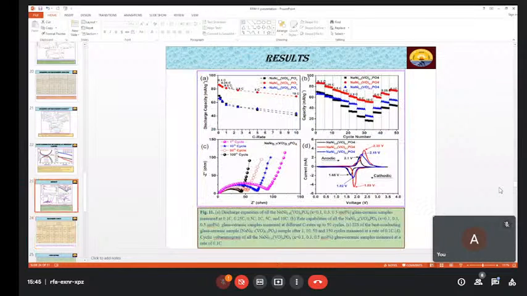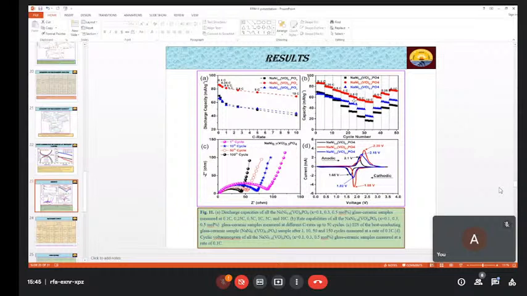And this is the final conclusion. The first figure explains the C rate and the discharge capacities of all three samples by varying the C rates, and how much discharge capacity is obtained across different C rates from 0.1 C to 10 C.